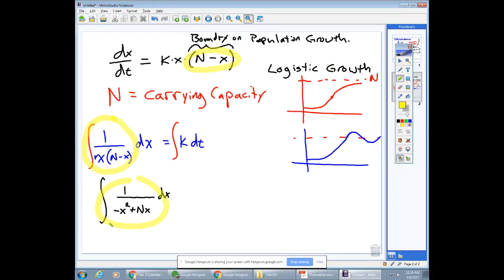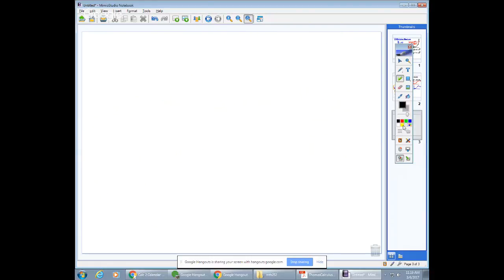Let's take a look at partial fractions, and then we'll look at the trig substitution in a slightly different way. So new page. So I have the integral. Actually, we don't need the integral yet. I just need to think about 1 over x times n minus x. And that, according to the theory of partial fractions, since the degree of the numerator is less than the degree of the denominator, should be equal to some number a over x plus some number b over n minus x.